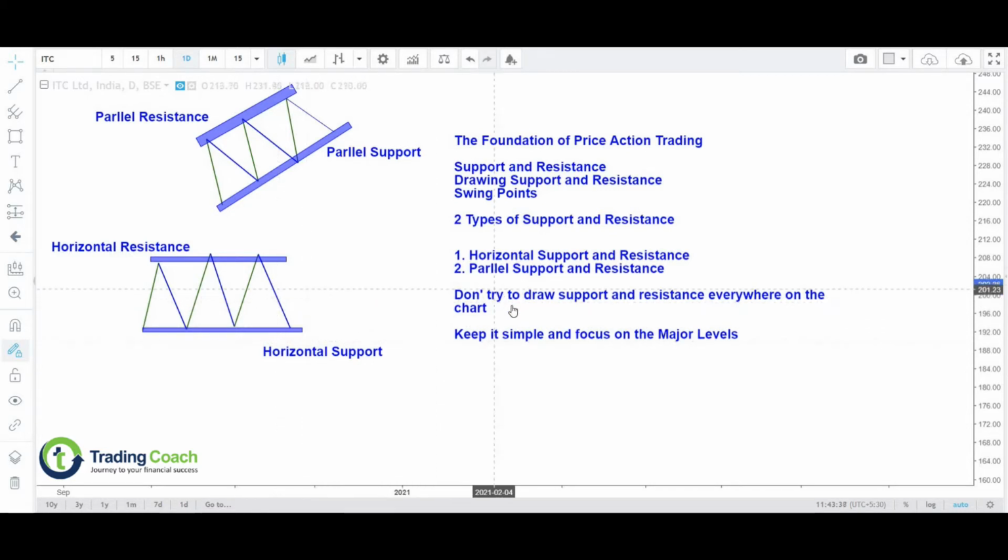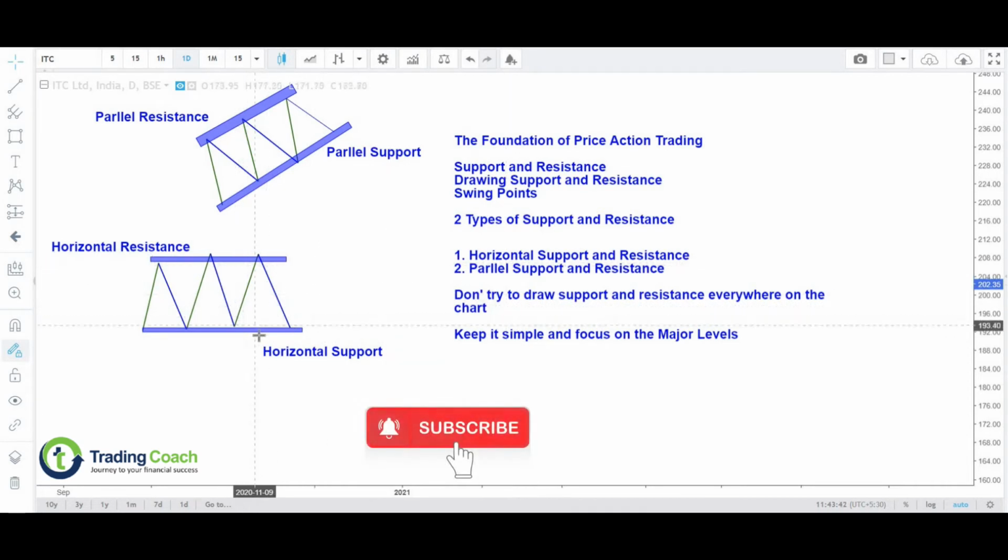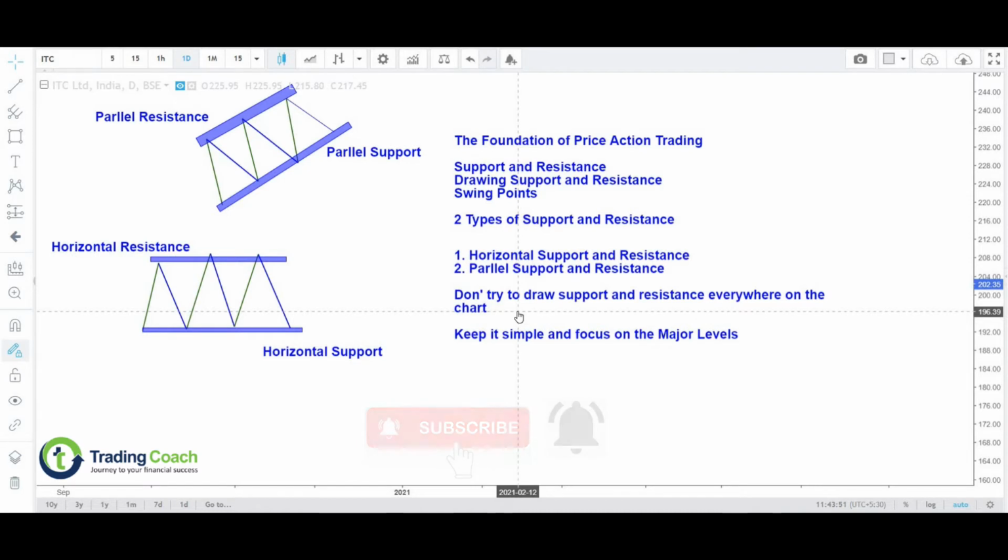Here is another important thing you need to keep in mind. Before I show you examples of drawing support and resistance on the live market, you need to understand a few things. First of all, you should not draw the support and resistance everywhere on the chart. Don't try to draw the support and resistance everywhere on the price chart. This is a very important lesson you need to keep in mind.